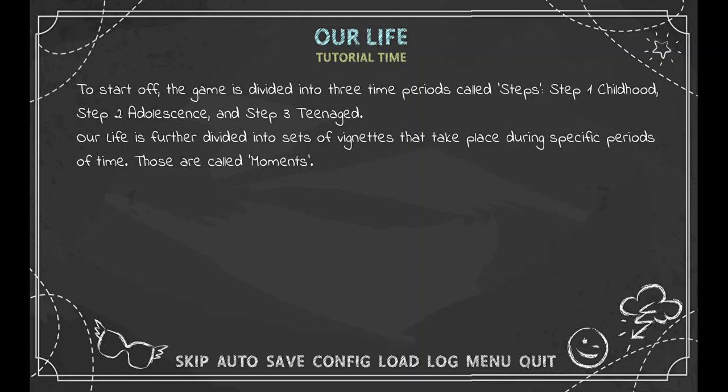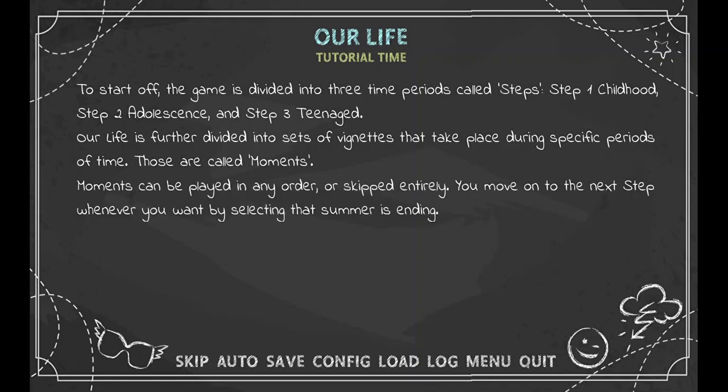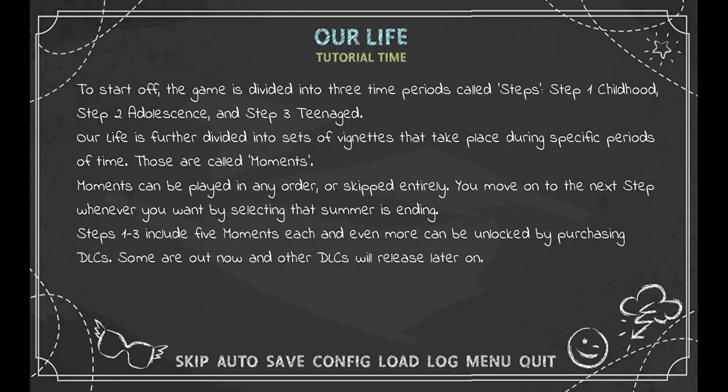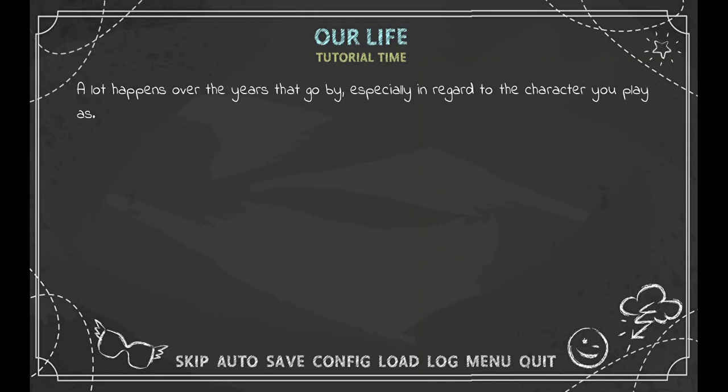vignettes that take place during specific periods of time. Those are called moments. Moments can be played in any order or skipped entirely. You can move on to the next step whenever you want by selecting that summer is ending. Steps 1 through 3 include 5 moments each, and even more can be unlocked by purchasing DLCs. Like I said, some are out now, and other DLCs will be released later on.